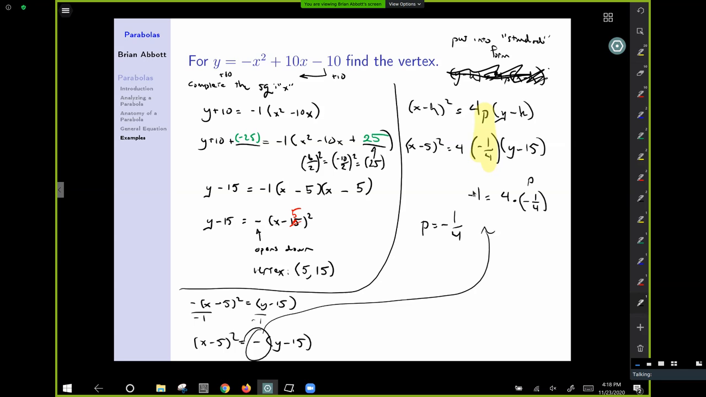But wait, earlier I said p was always positive because it's a distance. Yes, but in the OpenStax tables, the sign of p tells you whether this thing opens upward or downward. And since it's negative, it opens down, confirming something we already came up with. So you now know the vertex and the p-value, and you can use that to draw a reasonable graph and come up with the focus and the directrix from that graph, which I leave as an exercise.